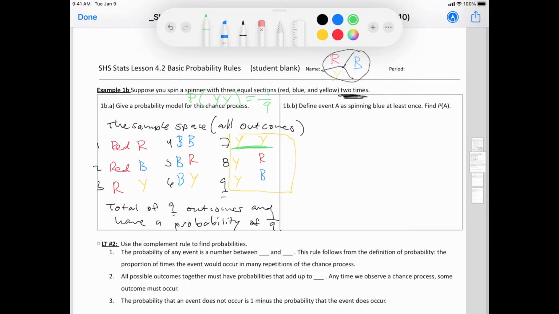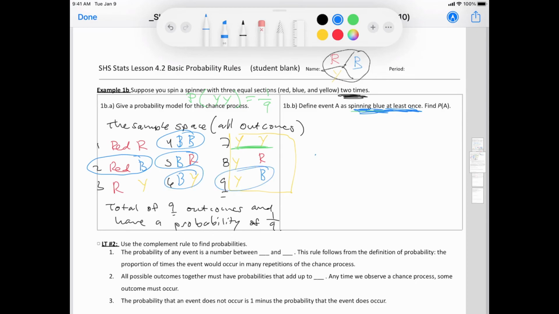B, define event A as spinning blue at least once. Okay, so the nice thing about listing out your sample space like we did there is you get a visual. Spinning blue at least once, you just need to find, let's go ahead and circle those that just have a blue in there. Has at least 1 blue. How many do we get?